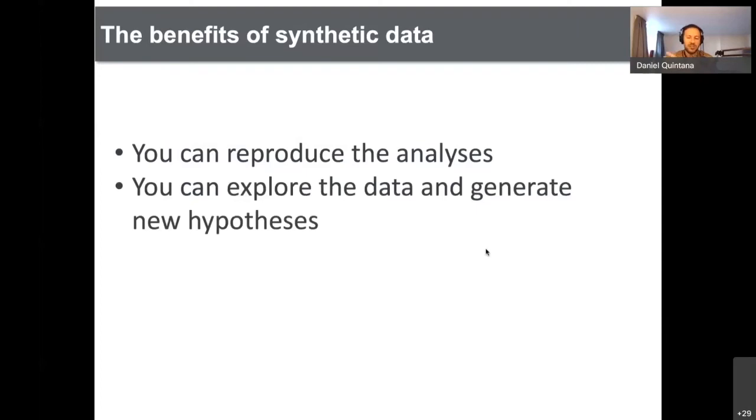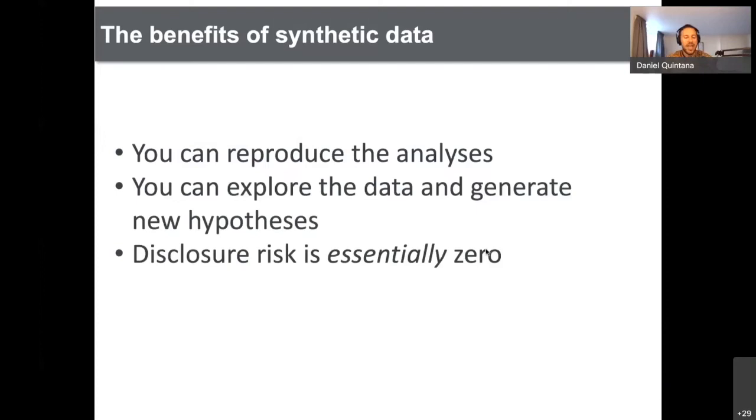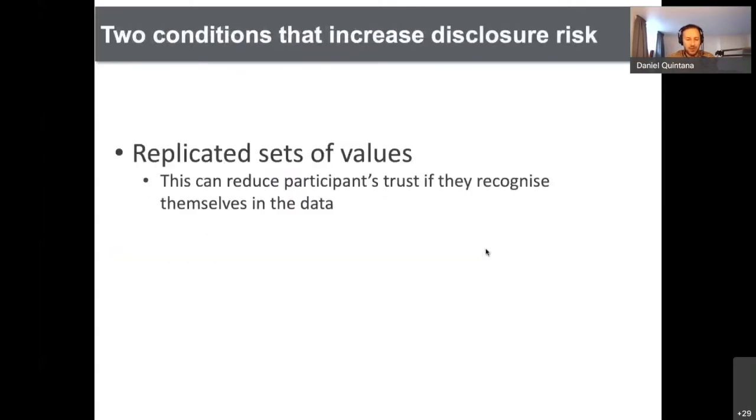And more importantly, you can explore the data and you can generate new hypotheses based on the data as well. And I don't want to say that disclosure risk is zero, because it's hard to provide that guarantee. But currently, to our best knowledge, people haven't been able to identify participants based on synthetic data. It's very hard to know what's going to happen in the future. But right now, this is the most secure version that we have, in which we can also have high data utility as well. There are two conditions which may increase the risk of disclosure.